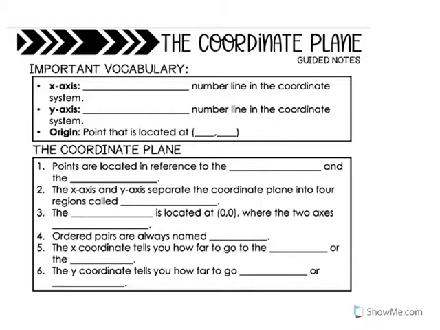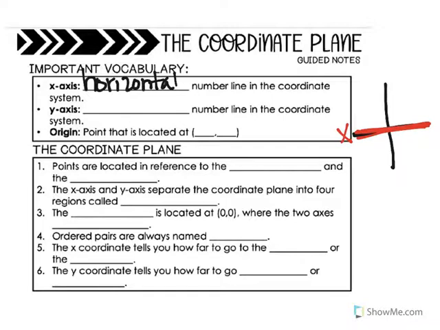Let's talk about the coordinate plane or the coordinate grid. Some important vocabulary that we need to know is first the x-axis. The x-axis is the horizontal number line in the coordinate system. If I draw myself a coordinate grid, this line is our x-axis. So the horizontal line is our x-axis.